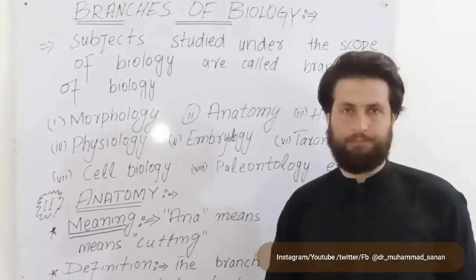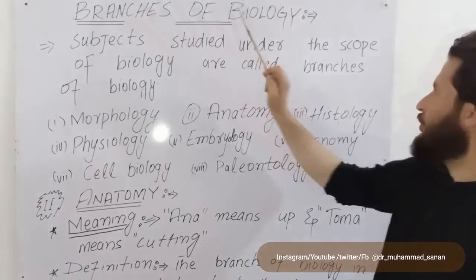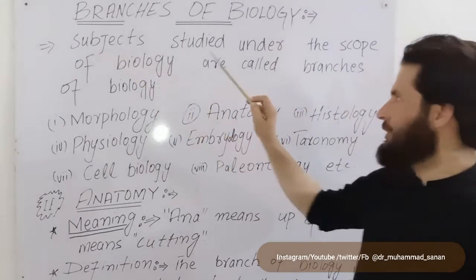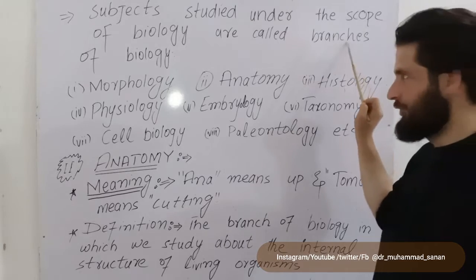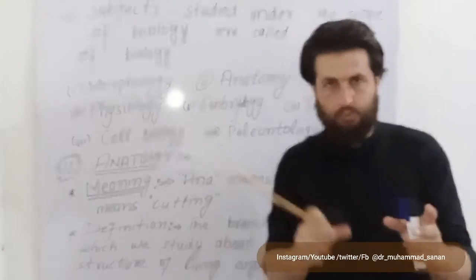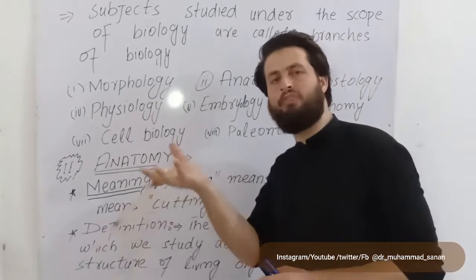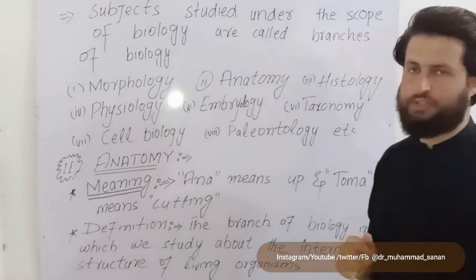and physiology. So what is meant by the branches of biology? Subjects studied under the scope of biology are called branches of biology. So those subjects which are studied under the scope of biology are called the branches of biology.